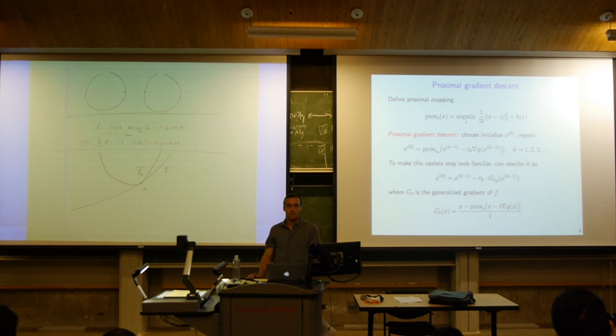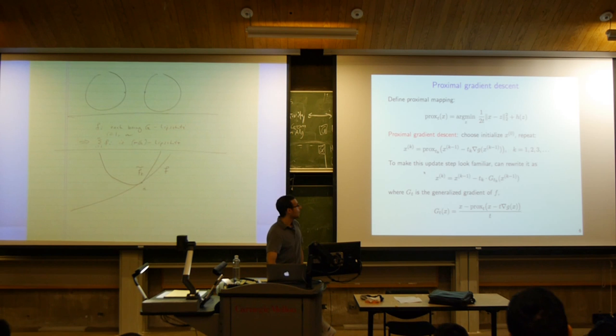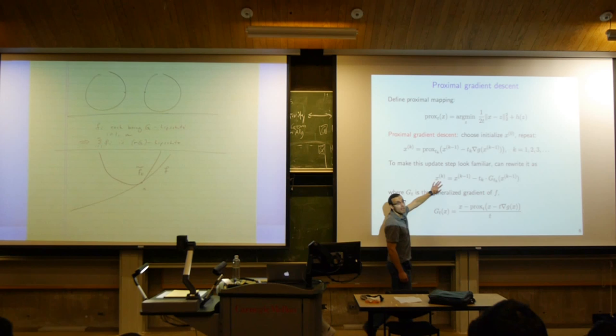If you want to make this update step look more familiar, this doesn't quite look like what we do in gradient descent. It kind of does, but we have this outer call to a prox. You will often see this written as x_k equals x_{k-1} minus t_k times something called the generalized gradient, which we denote by capital G at the point x_{k-1}. Well, this is just defined in such a way that it makes this relationship true, given that this is our actual algorithm. So there's nothing insightful happening here. You can always define G in such a way that you can write the updates in this form.